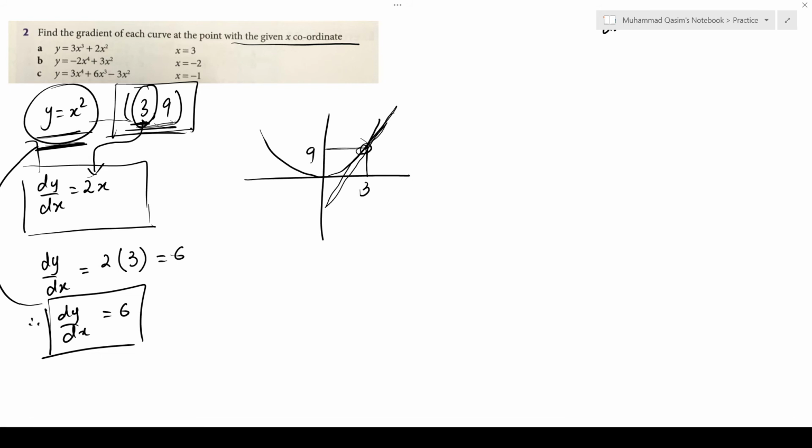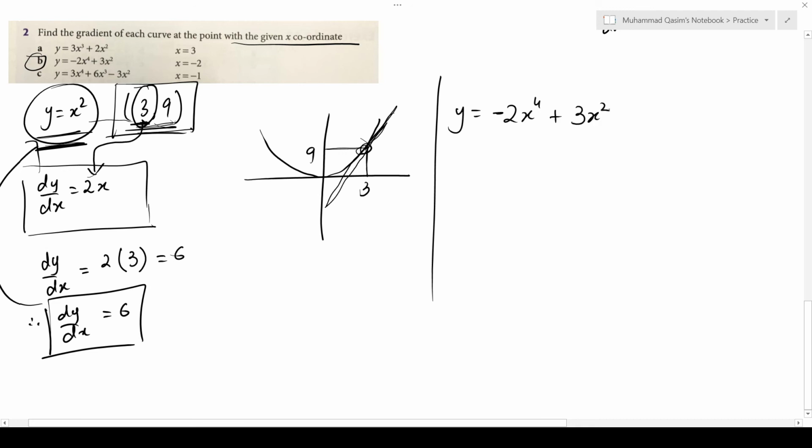Now let's try question number 2's part B, which is y equals negative 2x to the power 4 plus 3x squared, and we are supposed to find out the gradient of this equation at x equals minus 2. Now you don't have to draw the graph all the time. That was just to help you understand the requirement of the question.